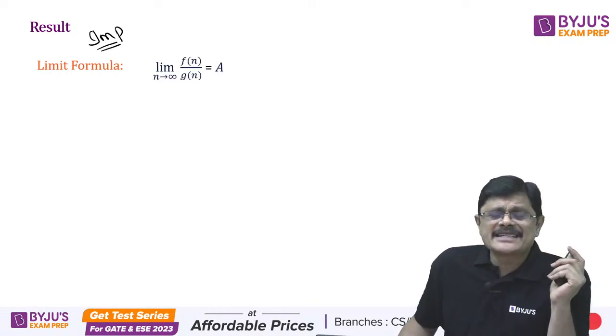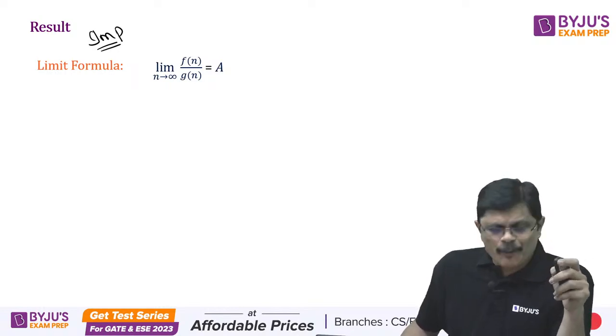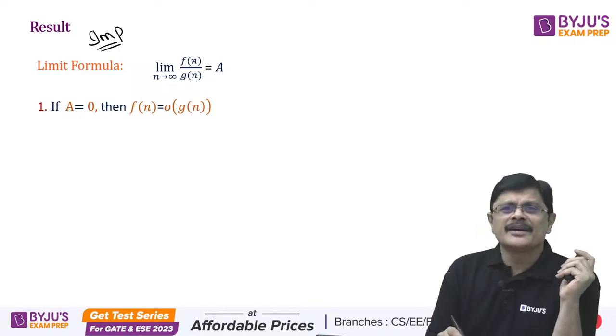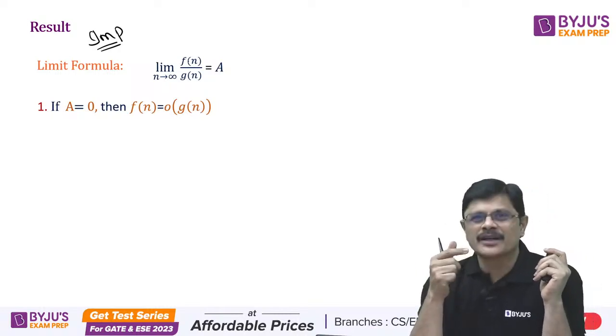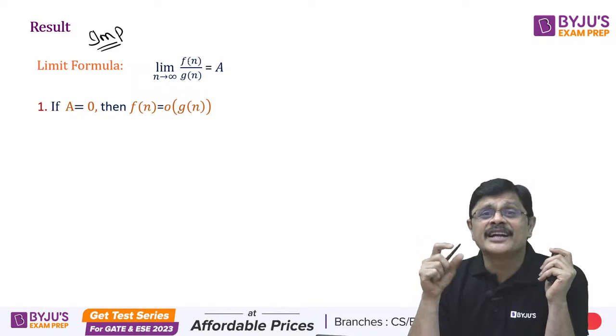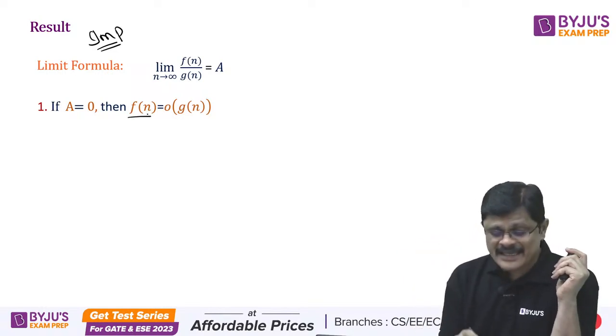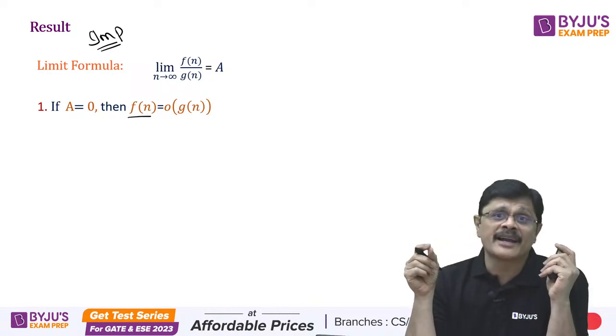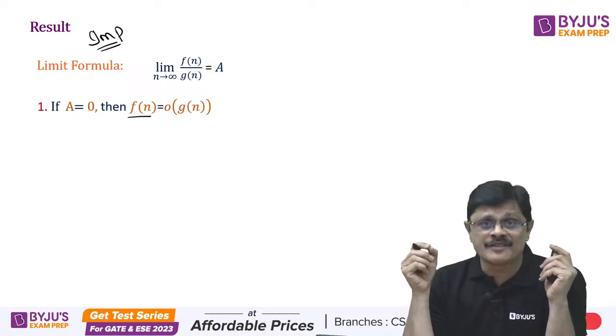So you take the limit as n approaches infinity of Fn by Gn. You get some limit value A. Suppose A is 0. The limit is 0 means what? The denominator is larger. In that particular case, Fn is small o of Gn, my dear friends. We can conclude Fn is small o of Gn.